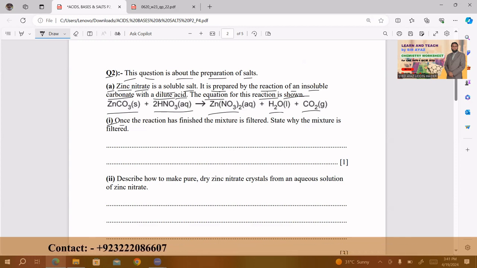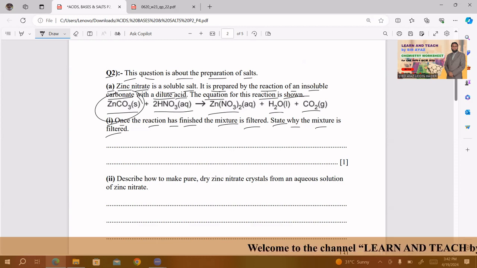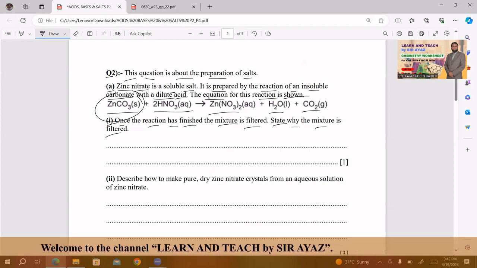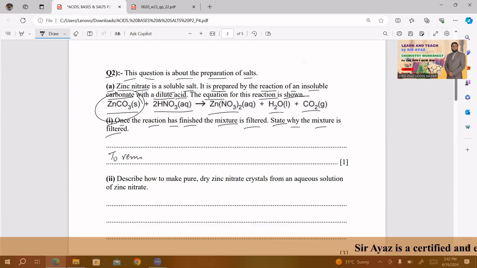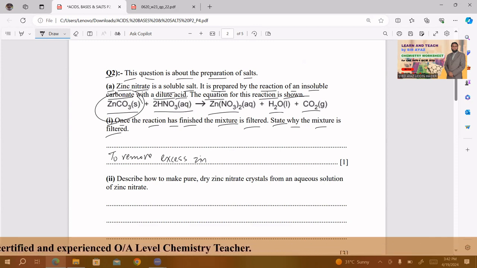Number 1. Once the reaction has finished, the mixture is filtered. State why the mixture is filtered. It's very simple. You have excess zinc carbonate here. Zinc carbonate is in excess. It's in the solid state. So you want to remove the excess zinc carbonate.